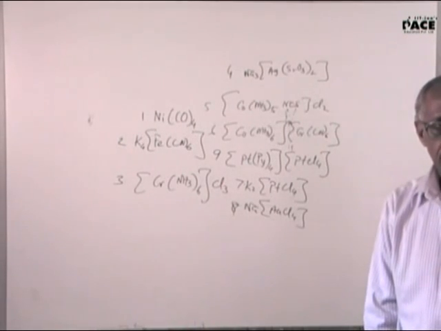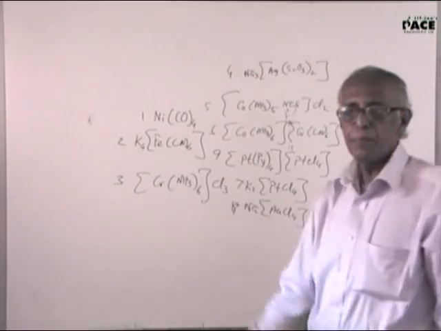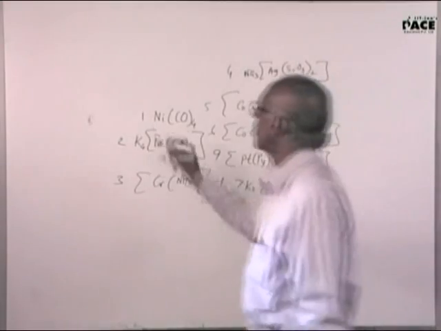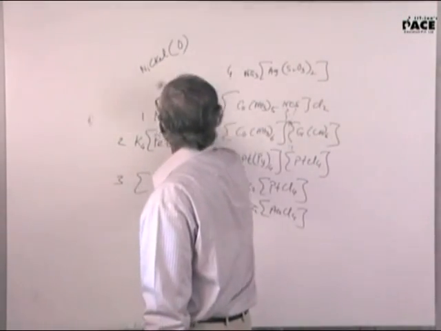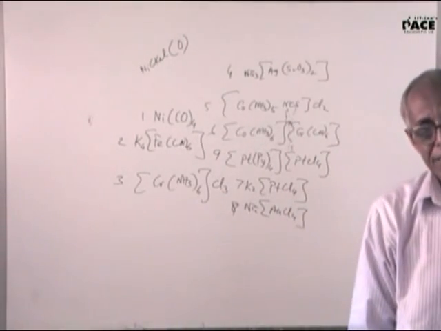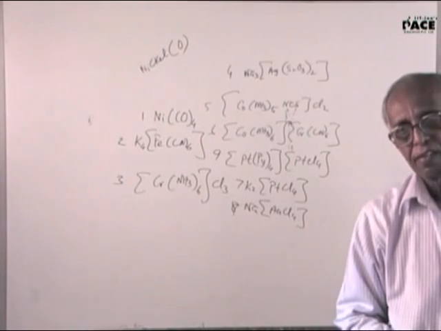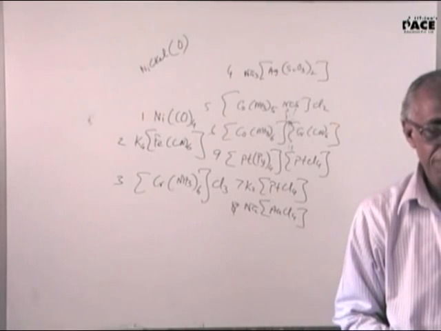Tetracarbonyl nickel 0. Carbon monoxide is a neutral ligand. It does not have a charge. So it will be 0.